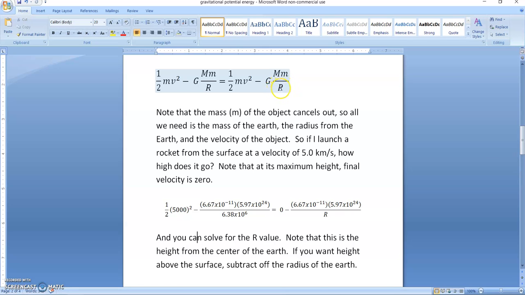Remember, again, that radius is from the center of the Earth, not the surface. I could also maybe give you a radius, a height the rocket goes to, and you can find its velocity at that height, or some such.